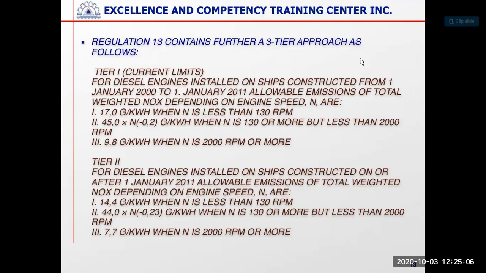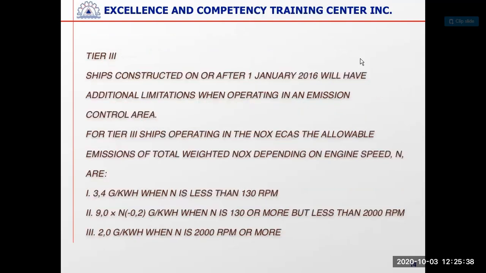Then next is tier 2. If your ship is constructed on or after January 2011, then again depending on the RPM, if the RPM is less than 130, you have to reduce your NOx emissions to 14.4 grams per kilowatt hour. And if it is between 130 and 2000, then 44 times n to the power minus 0.23. So you can see it's slowly reducing. Then 7.7 grams per kilowatt hour if your RPM is more than 2000.